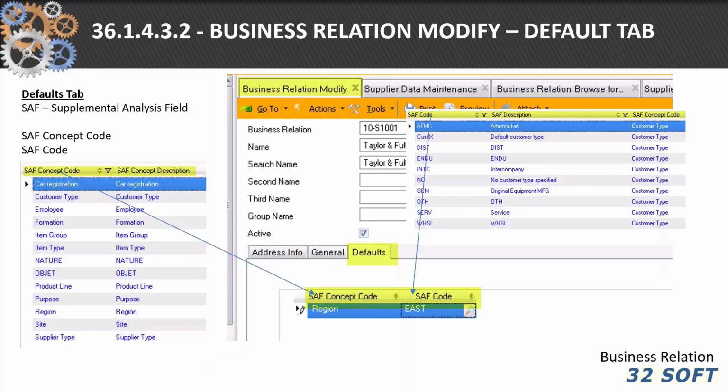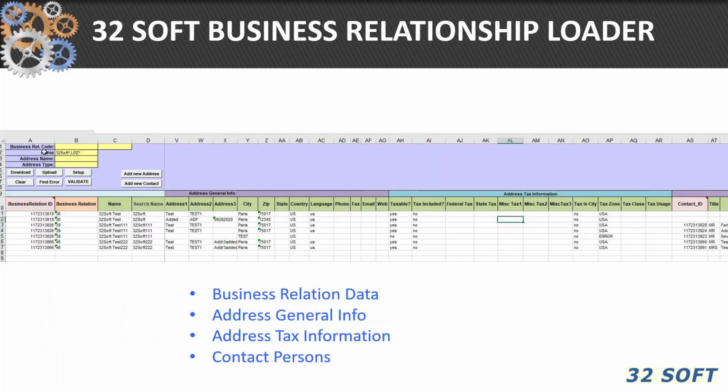Then the third tab in the business relationship is what we see as relating to the SAF or supplemental analysis fields. And these are fields that allow you to define your own schemas, your own sort criteria, and allow you to report the general ledger transactions against those SAF codes. Very handy tool for you in terms of business relationships. 32SOP, we've just come out with a new business relationship loader.